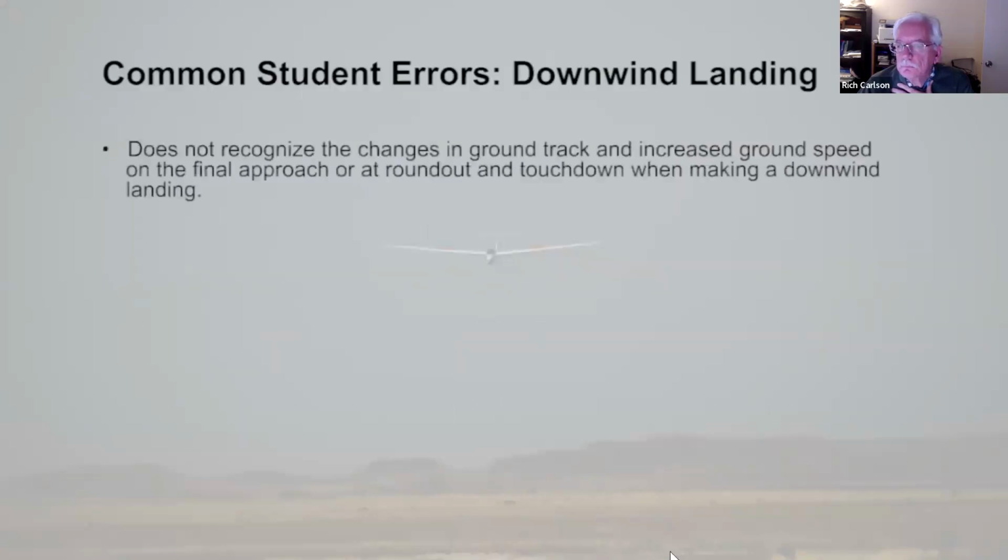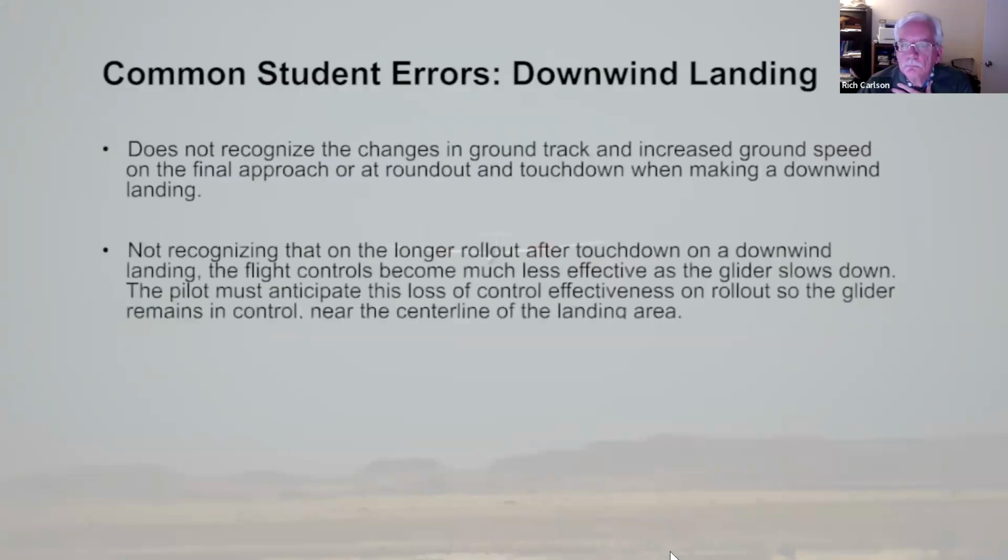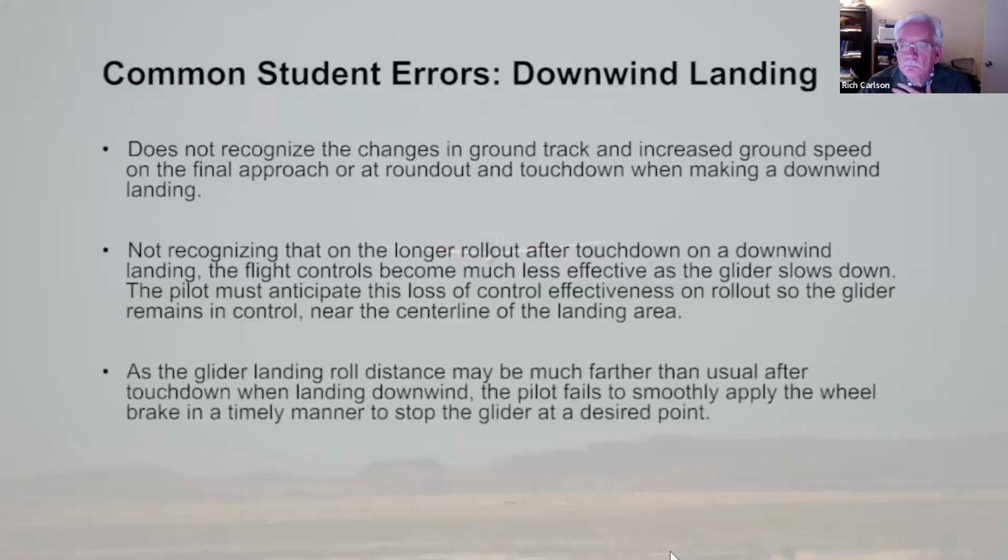Does not recognize the changes in ground track and increased ground speed on final approach or at roundout and touchdown when making a downwind landing. Not recognizing that on the longer rollout after touchdown on a downwind landing, the flight controls become much less effective as the glider slows down. The pilot must anticipate this loss of control effectiveness on the rollout so the glider remains in control near the center line of the landing area. As the glider landing roll distance may be much farther than usual after touchdown when landing downwind, the pilot fails to smoothly apply wheel brake in a timely manner to stop the glider at a desired point.